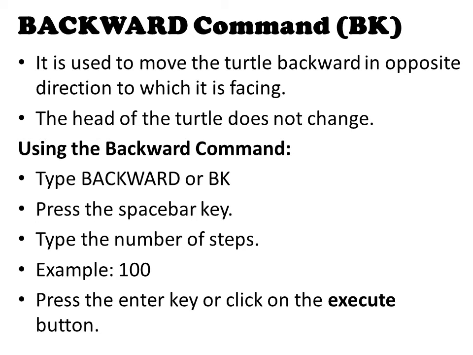Next is the backward command or BK. It is used to move the turtle backward, in the opposite direction in which it is facing. The head of the turtle does not change. Using the backward or BK command, we have to type it in the input box. Then we give a space and type the number of steps, for example 100, and press the enter key or click on the execute button to make the command work. This is how the forward and backward commands work in MSW logo.